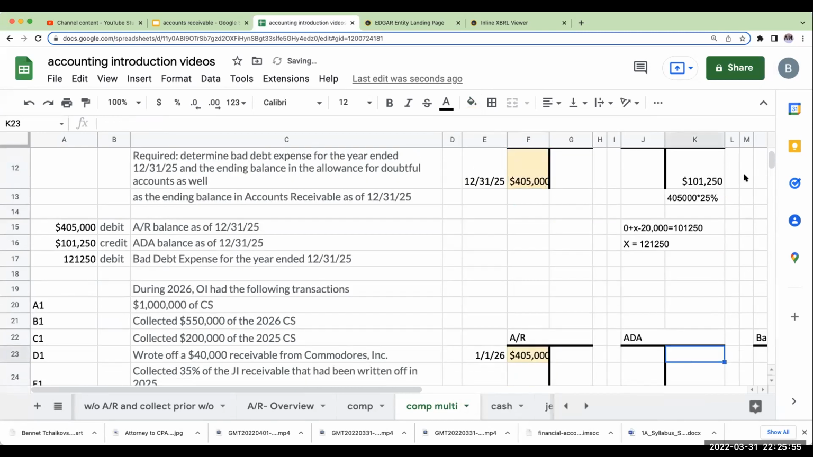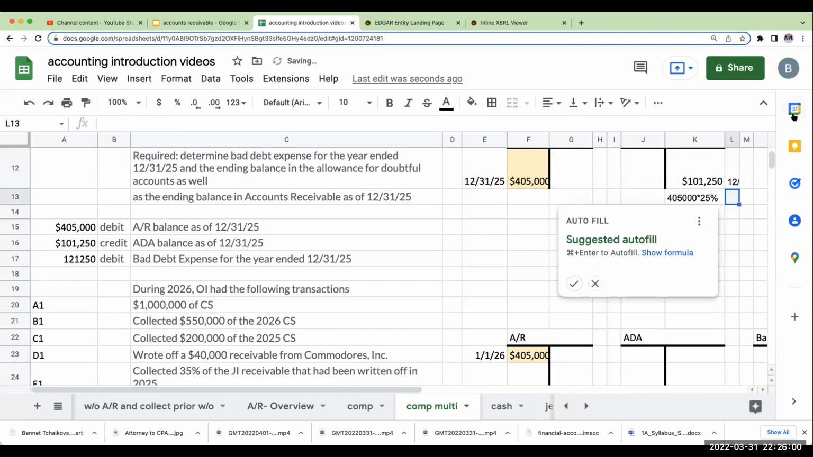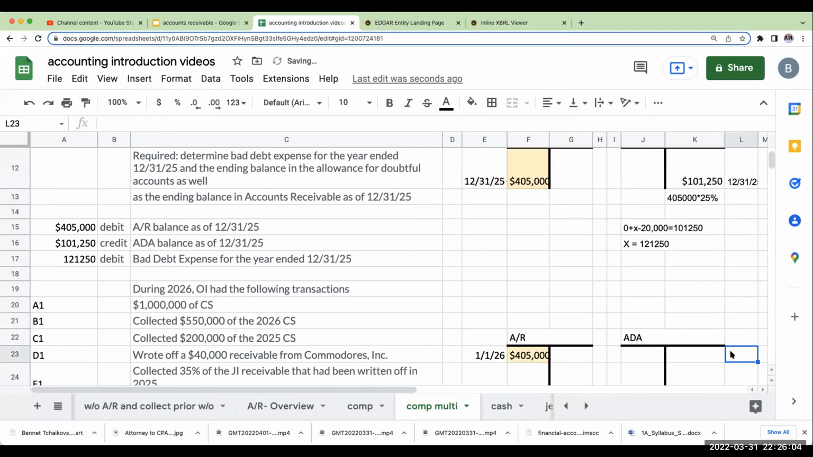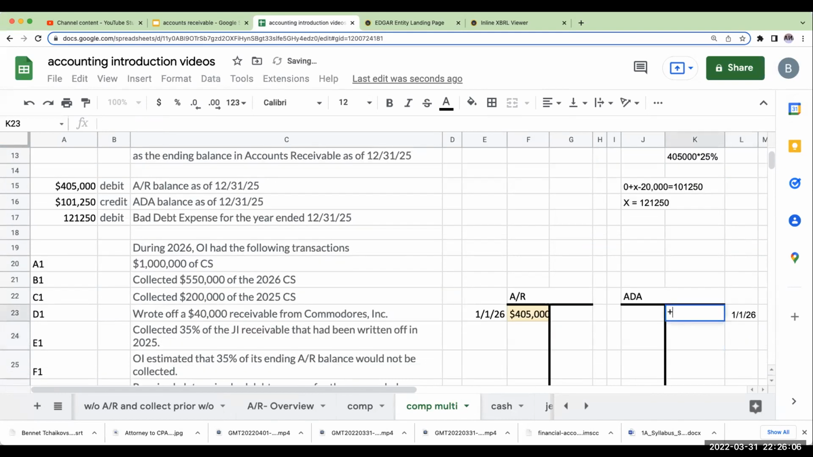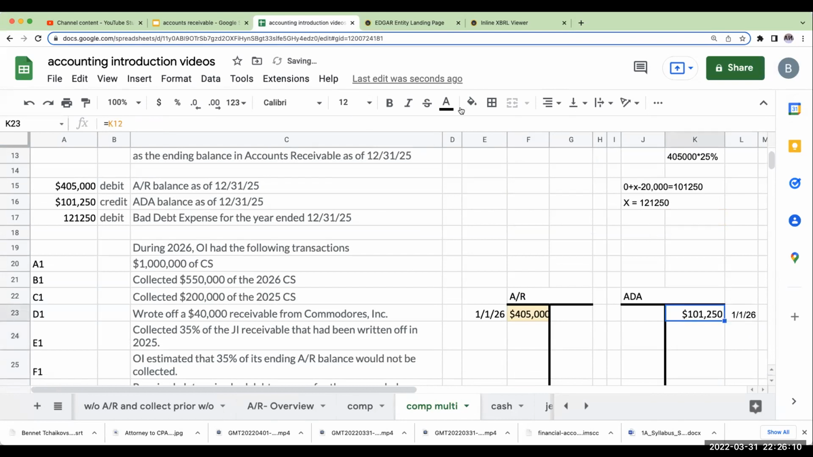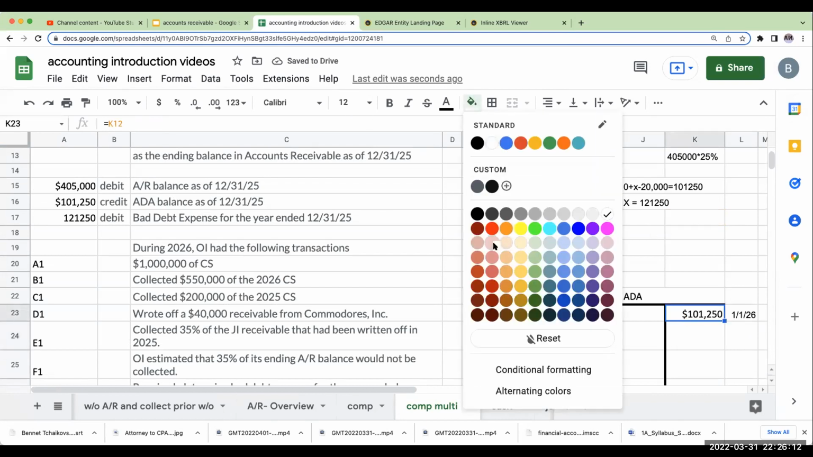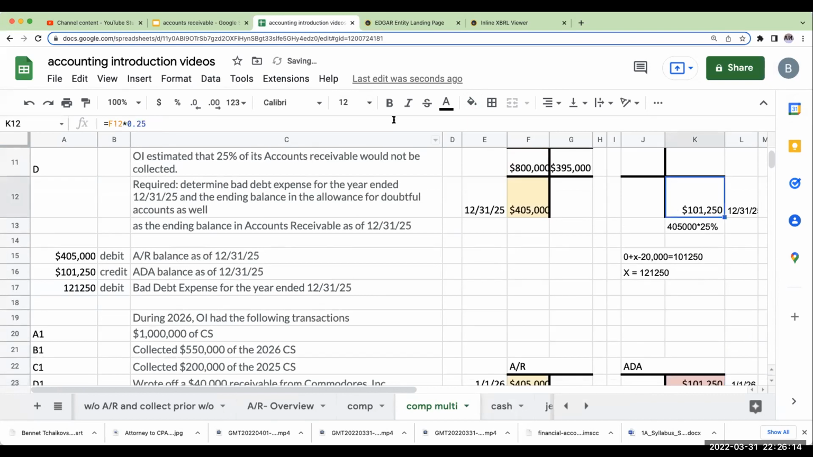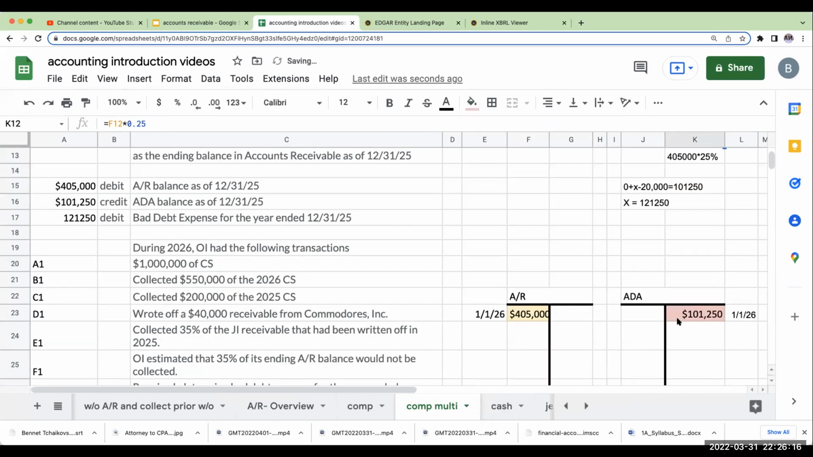Over here on the allowance for doubtful accounts, this is the same deal. 12/31/25. My ending balance becomes my beginning balance for the following period. Okay, so this 101,250 is going to be carrying forward to the next period of time. Okay, so we've got our new beginning balances. Let's go through and see what happened during 2026.